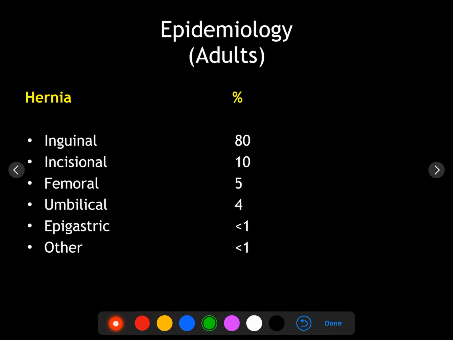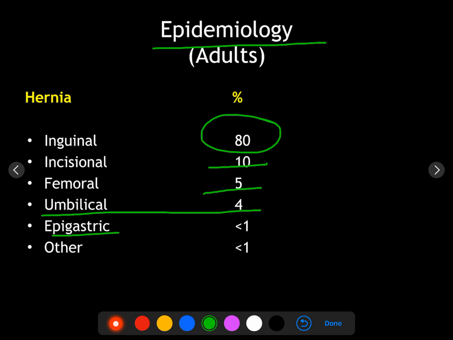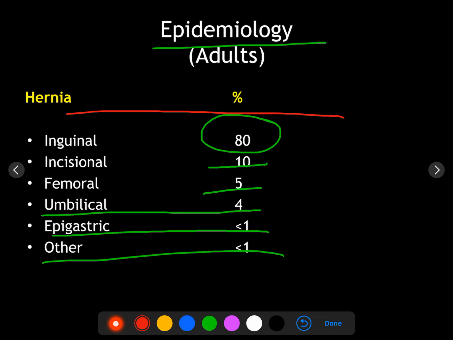بدنا نتكلم بالابيديميولوجي بالادلت هرنيا. راح نلقى الانجوينال هي الموست كومن 80%، الانسجنال يجي وراها 10%، femoral 5%، umbilical 4%، epigastric and others less than 1%. So the inguinal hernia is the most common hernia in the adult patients.